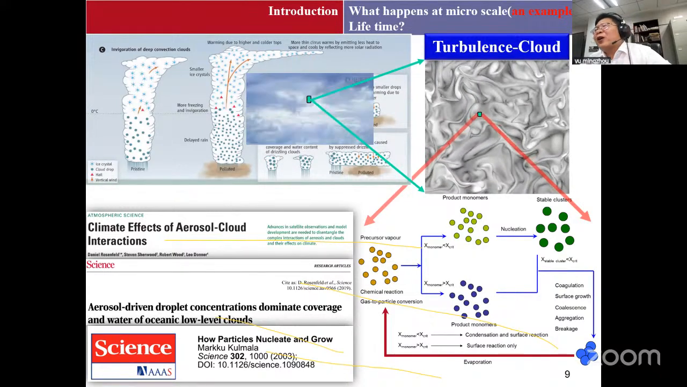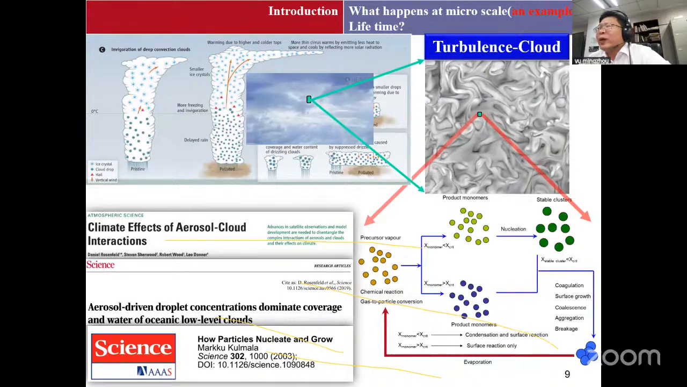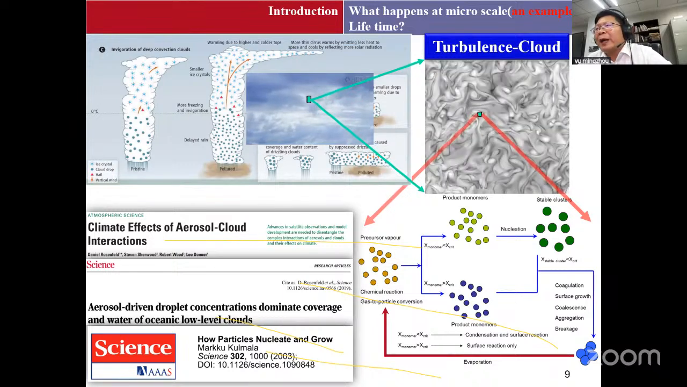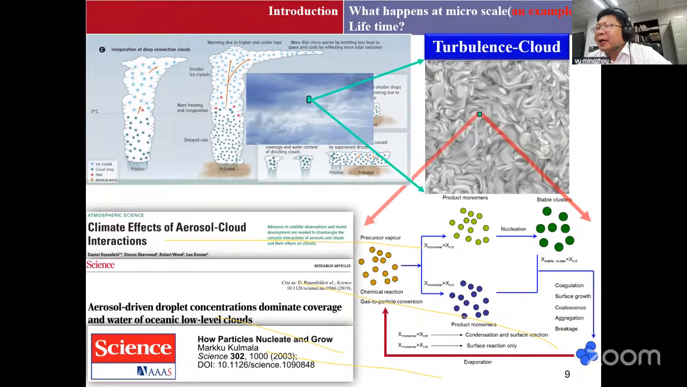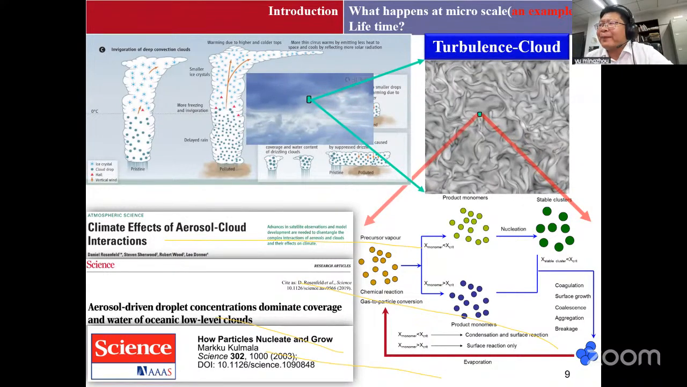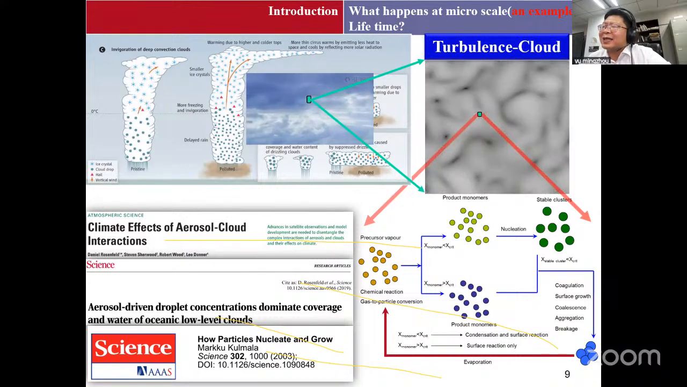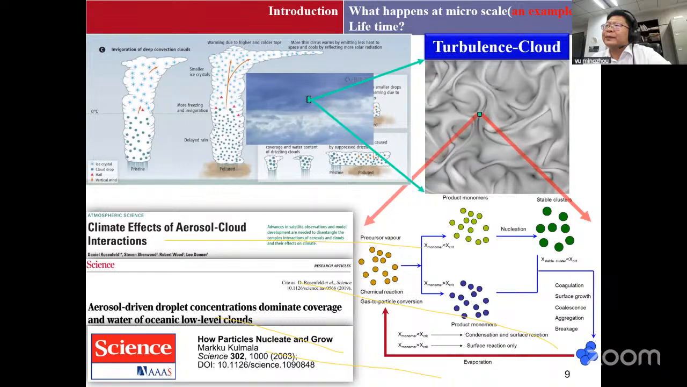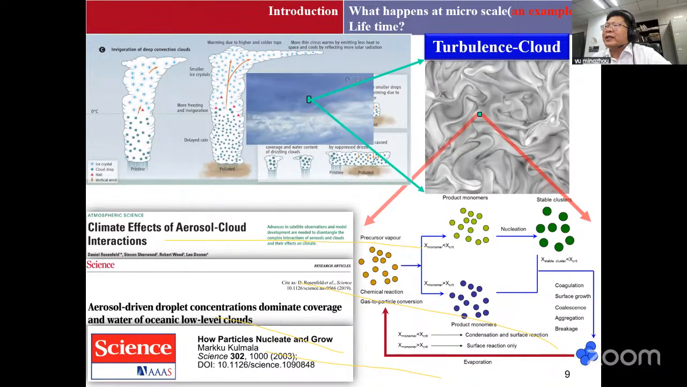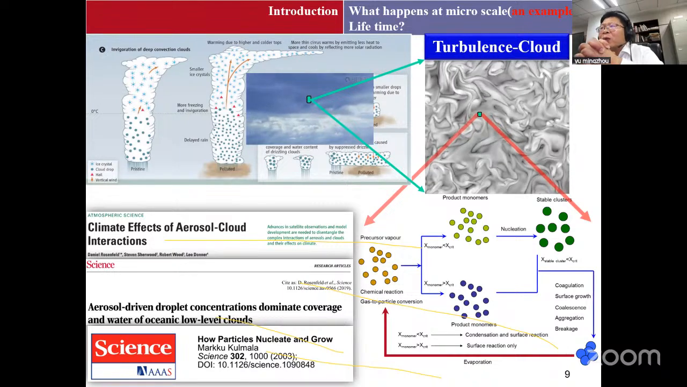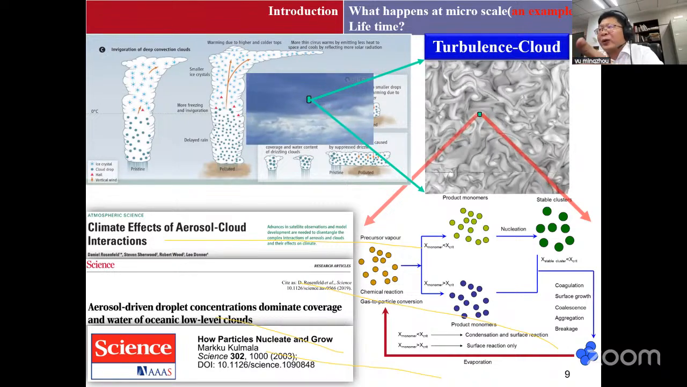As a numerical modeler, what do we want to know? We want to find out how many small particles, droplets, or bubbles there are after a certain period of time, and what the size distribution looks like. If we want to describe this process mathematically, we use a population balance equation.